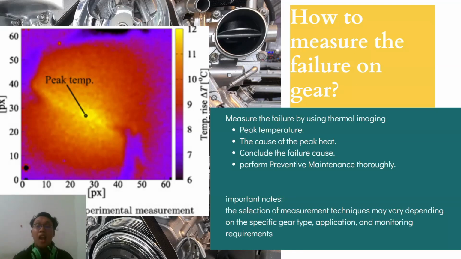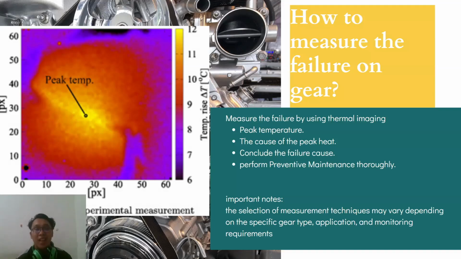Next is how to measure the failure on gear. From here we can see the gear teeth at the peak temperature, which appear quite bright in the picture. So we can conclude the cause of the peak heat: when the gear teeth touch each other, it creates friction.